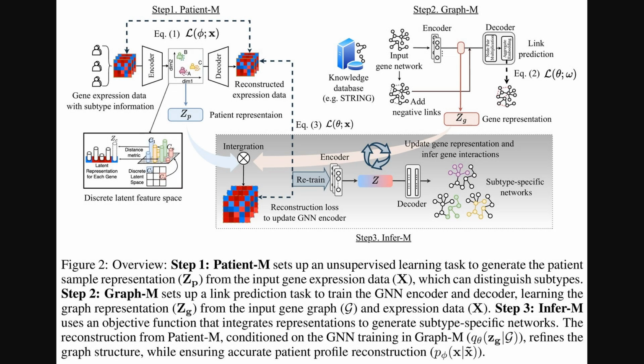Alright, so building on that challenge, this next figure lays out their proposed solution, the GeSubNet framework. It's got 3 main parts. First, patient M uses a VQ-VAE on patient gene expression data to learn distinct subtype representations. Then, Graph M takes prior gene networks from databases and learns their structure using a GNN. Finally, Inference cleverly integrates these 2 representations to actually generate those subtype-specific gene networks we need.